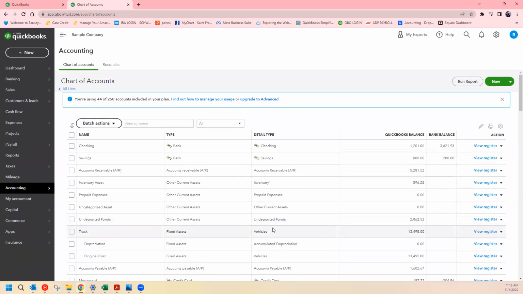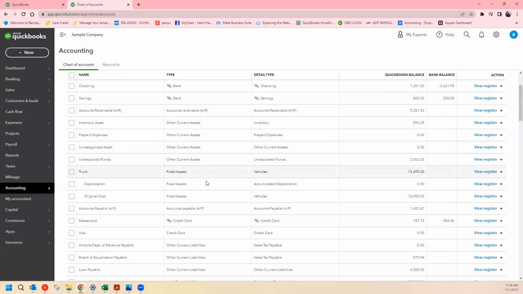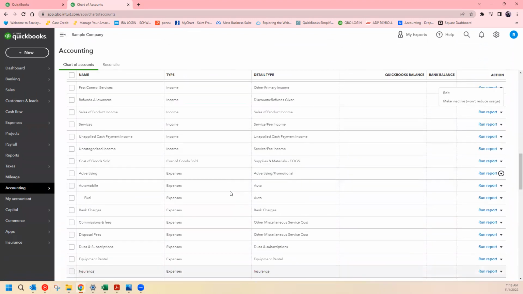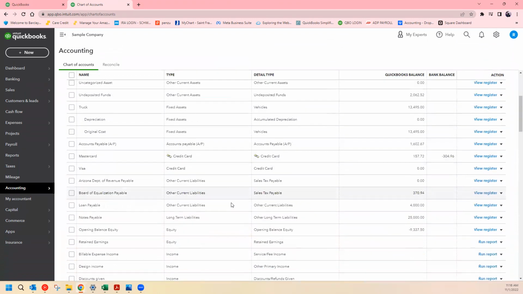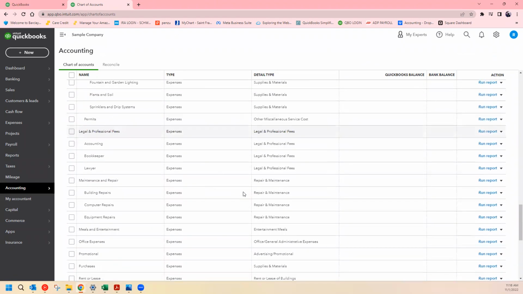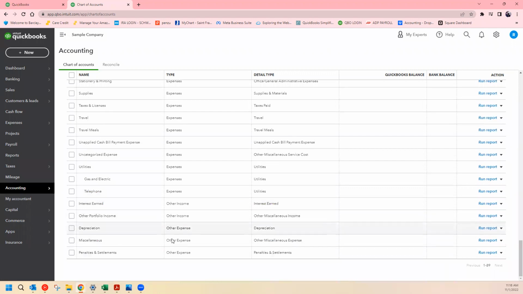And then owner's capital is going to be up here in your equity. So you've got all those accounts in here. Let's see here.